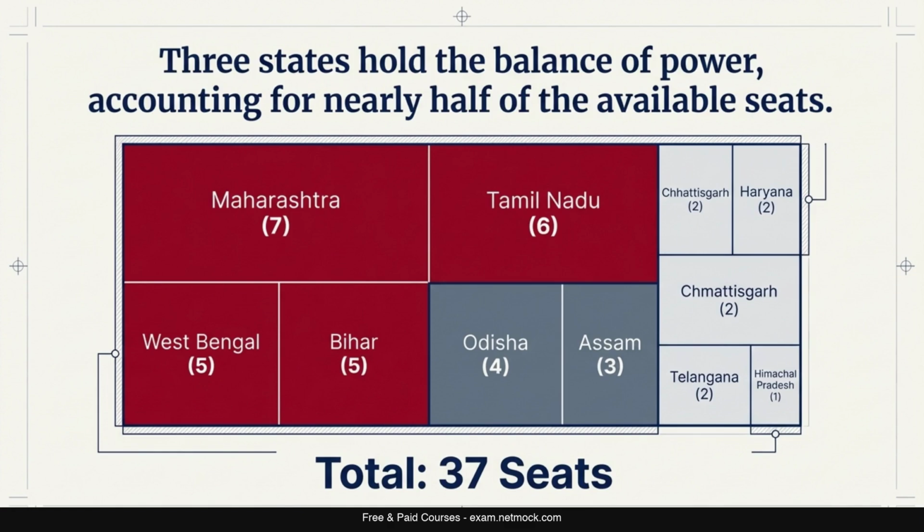Now let's look at the state-wise distribution. 3 states hold the balance of power, accounting for nearly half of the available seats.